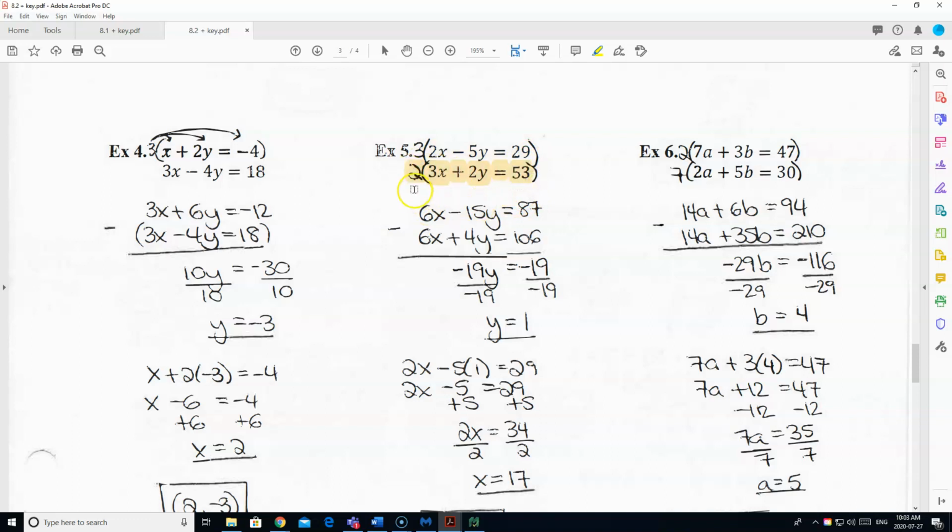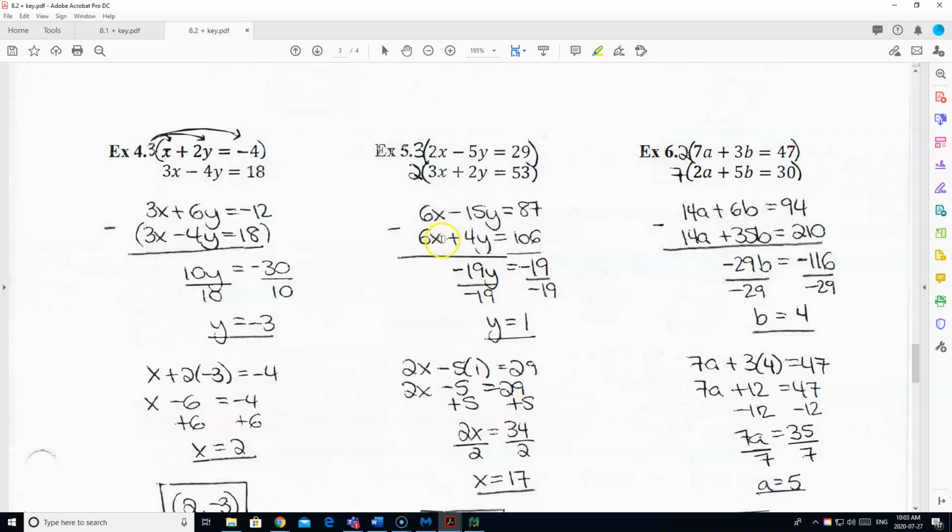And equation 2: 2 times 3x gives 6x, 2 times 4y equals 8y, 2 times 53 gives 106. Once you've written these two equations out, now you just decide, are you going to add or subtract these equations? Okay, don't look at this right now. But they decided they're going to add this now because that's how you eliminate the x.